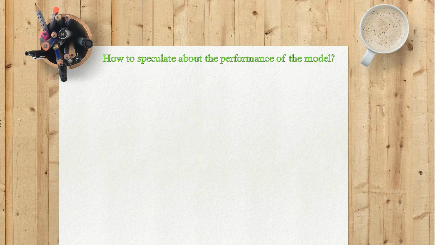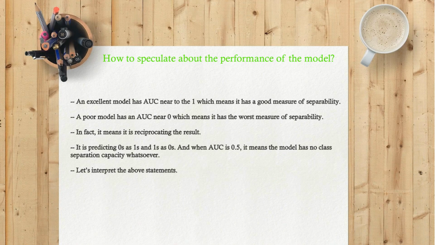How to speculate about the performance of the model? An excellent model has an AUC near 1, which means it has a good measure of separability. A poor model has an AUC near 0, which means it has the worst measure of separability. In fact, it means it is reciprocating the result. It is predicting zeros as ones, and ones as zeros. And when AUC is 0.5, it means the model has no class separation capacity whatsoever.